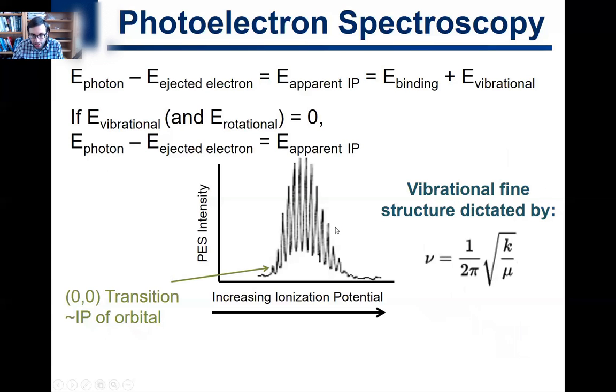The vibrational fine structure is dictated by this same expression that we saw before, right? The frequency is 1/2 pi times the square root of k, the force constant, over the reduced mass. So you will see differences in the spacings, right? Each of these little spacings here is essentially this, the spacing in your harmonic oscillator well. So if the reduced mass, for example, changes, this spacing will go down, right?